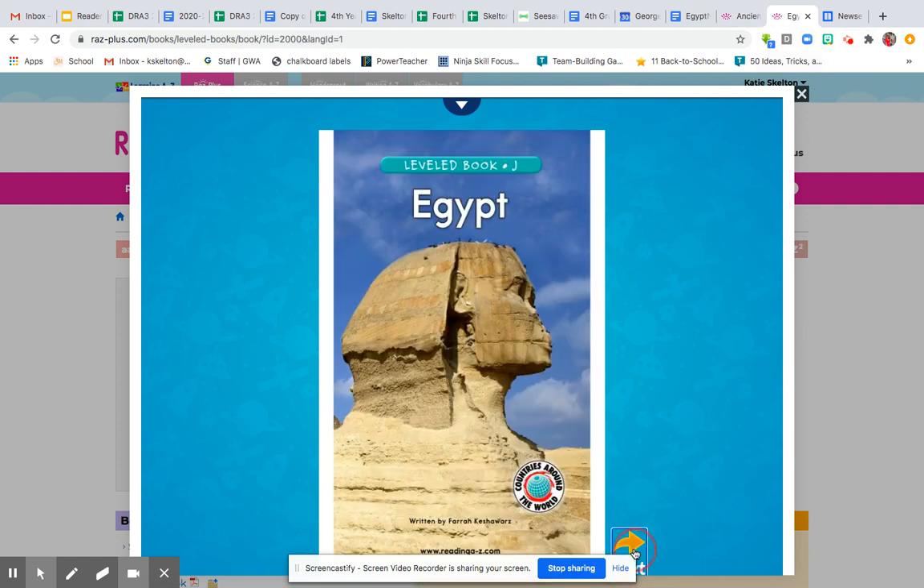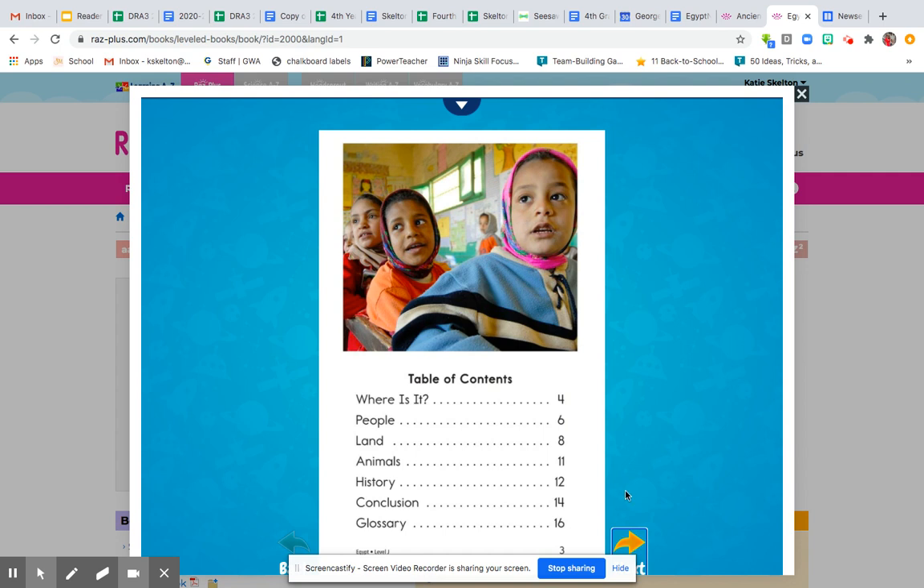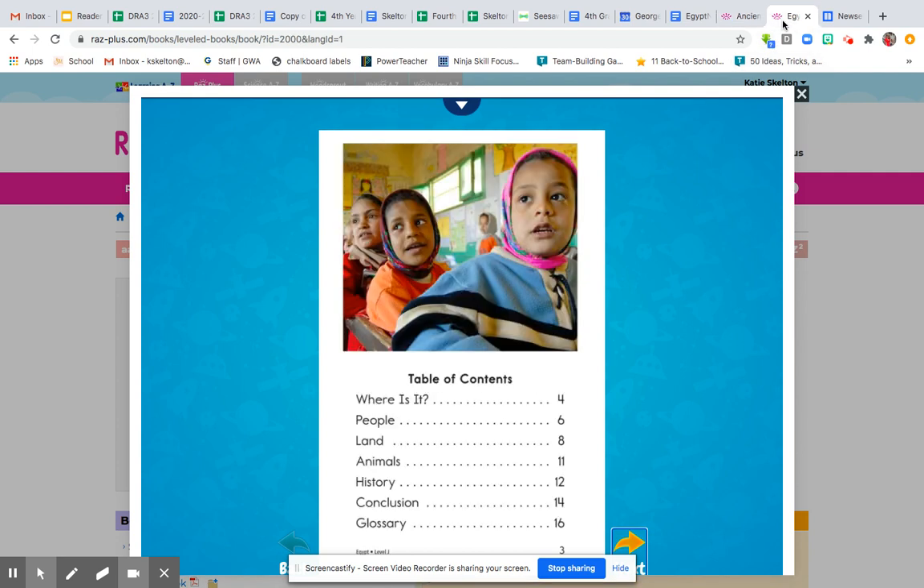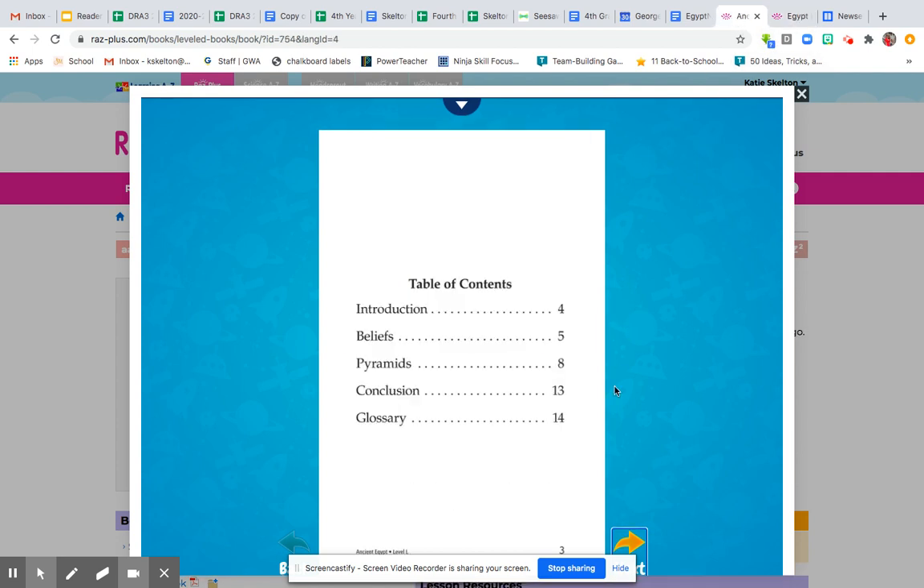Now, what I'm going to do first is go to the table of contents because I don't remember every single word that was in each book. But what I can do is look at the table of contents for each nonfiction text and remind myself what these books were about. Now, I know that I can compare and contrast these, but this doesn't tell me everything that was in these texts.